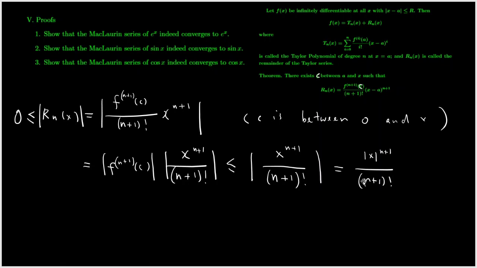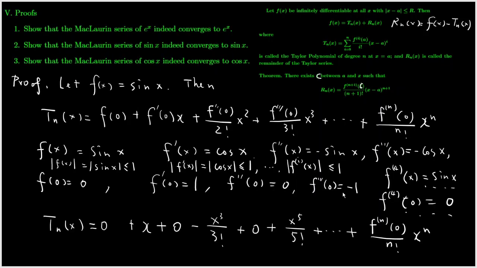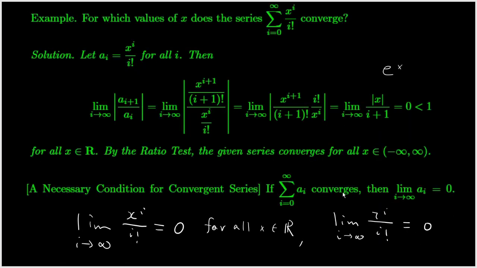The next thing we're going to do is to take the limit of the right hand side. Now let's recall a limit we mentioned before. This limit is the limit as i approaches infinity. In the numerator you have x to the power of i. In the denominator you have i factorial. This limit is equal to 0.